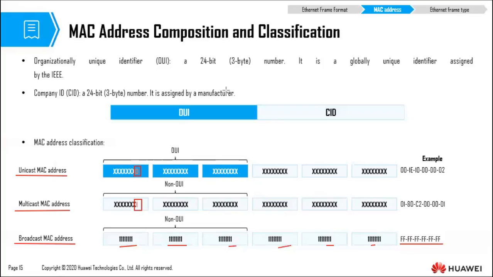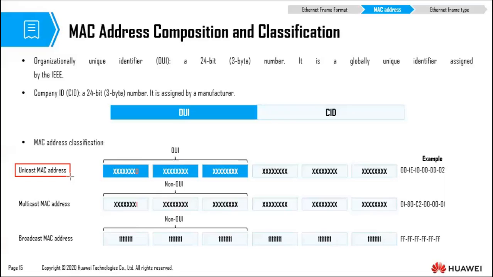Okay. So the other thing you need to know, unicast MAC address. A unicast MAC address can be used as the source or destination address. Are we together?